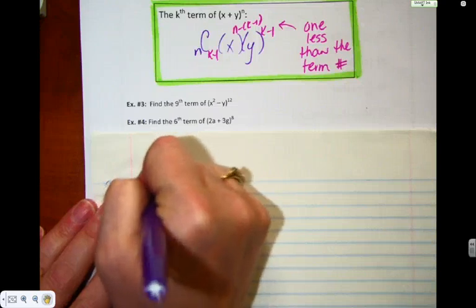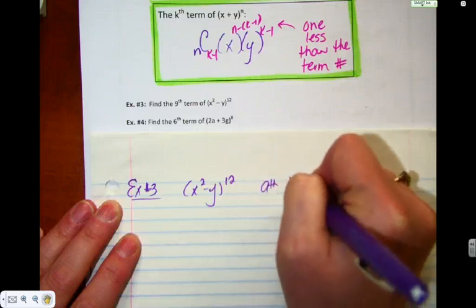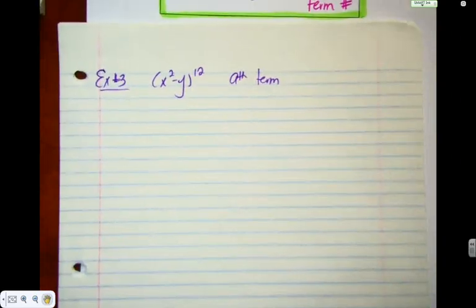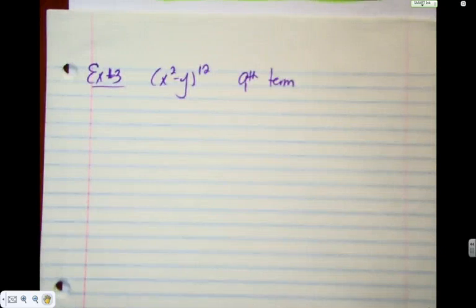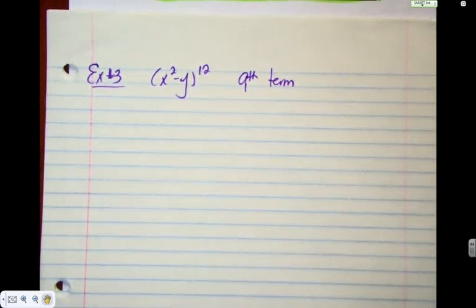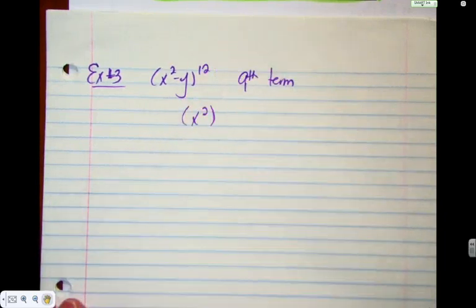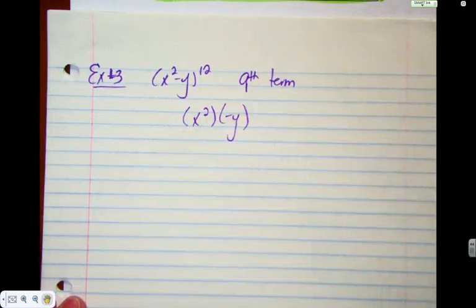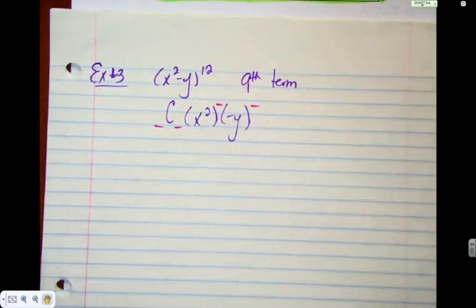So example number 3. So x squared minus y to the 12th, and we just want the 9th term. I don't actually use the formula because I find the k's and the n's and stuff is confusing. I just use the same logic we did to create the formula. We know we have x squared to the something. We know we have minus y to the something. And we know we have a combination in the front. Okay, and all we need to fill in are the 2 subscripts for the combination and the 2 exponents.